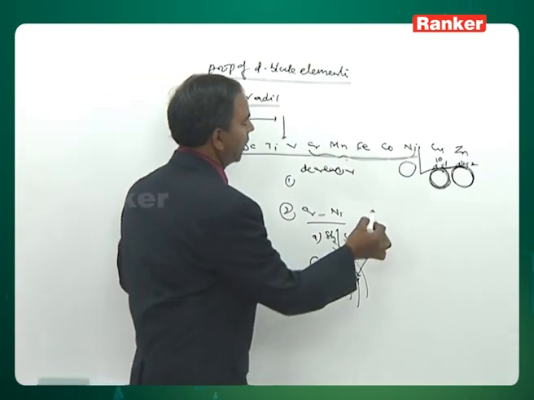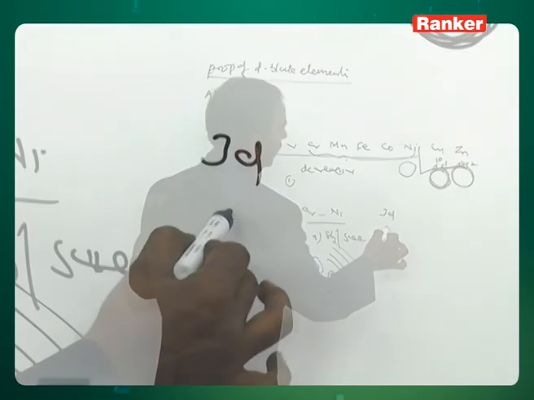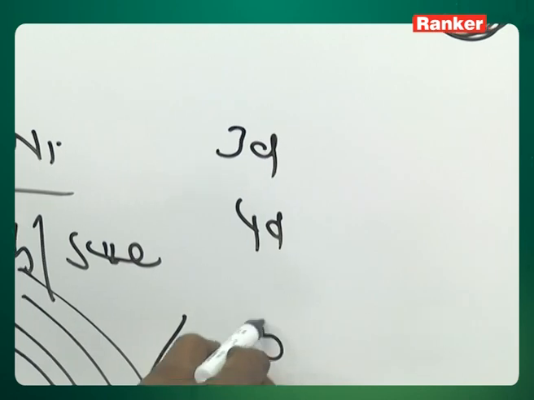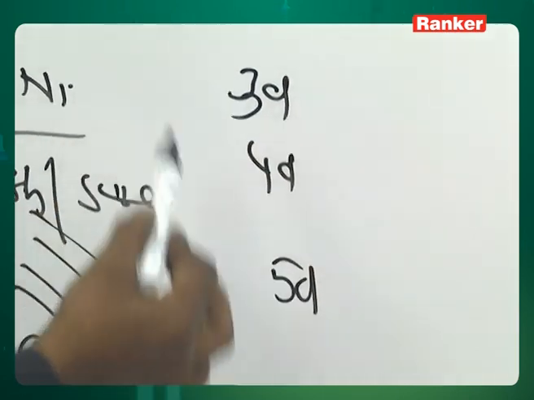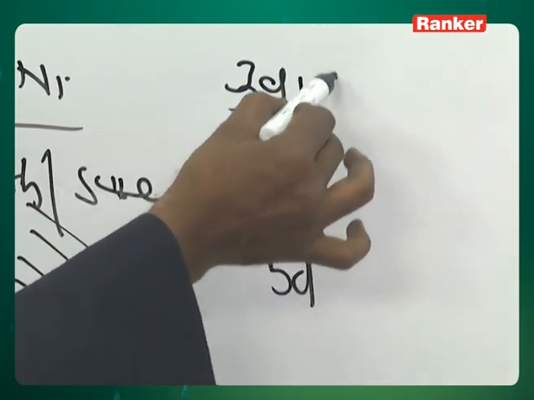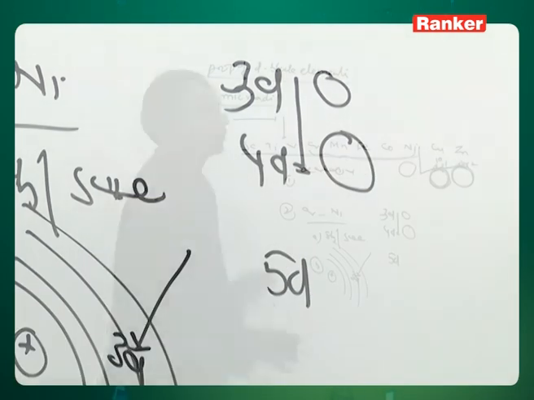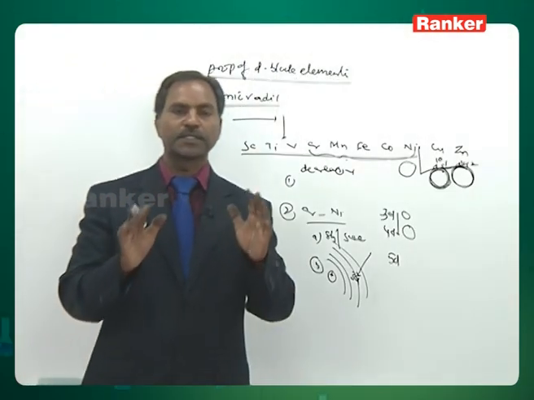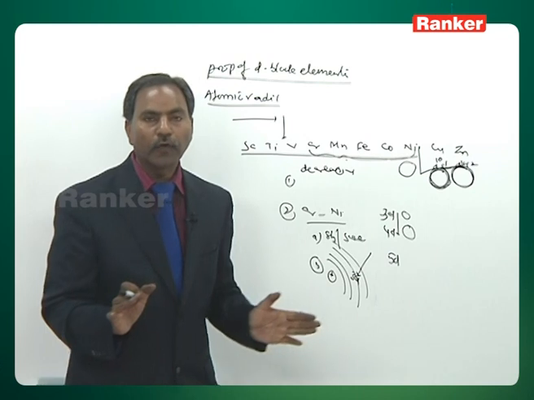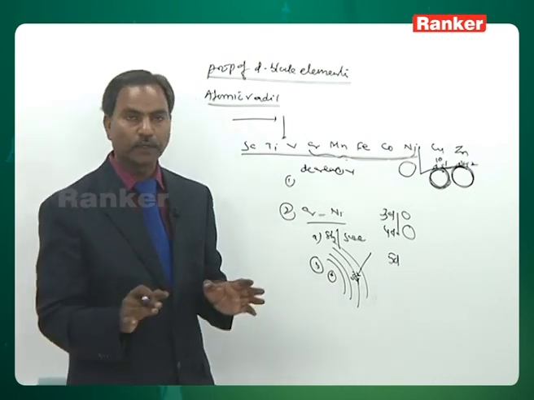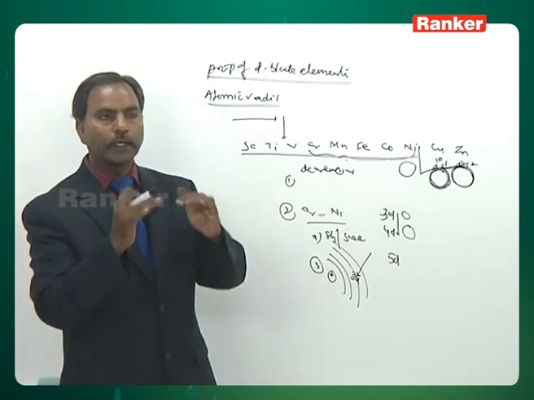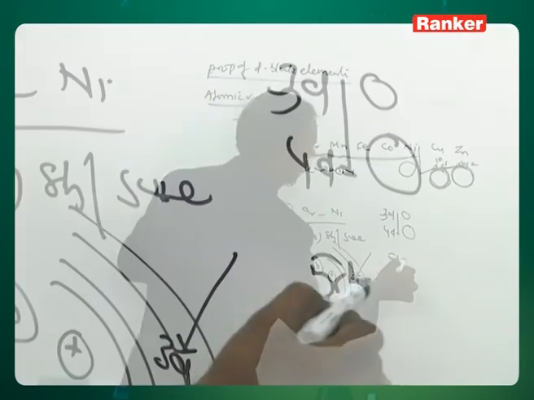Next, consider the 3D series to the 4D series, and the 4D series to the 5D series. From 3D to 4D, atomic size has to increase, and yes, it is increasing. But from 4D to 5D, atomic size has to increase, but it is not increasing. It is decreasing or remaining more or less the same.